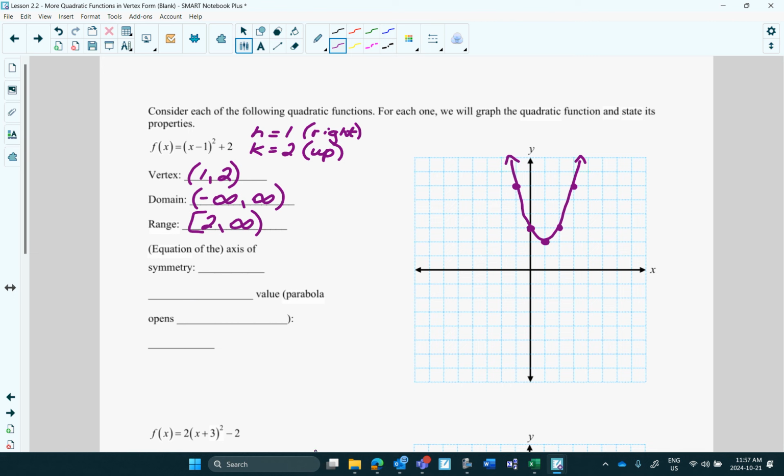And the last 2, go back to your vertex to get these numbers. X equals 1. Y equals 2. And then I just have to fill in whether it's max or min. Minimum value, because I'm just going to shorthand it here. Min value because it opens up.